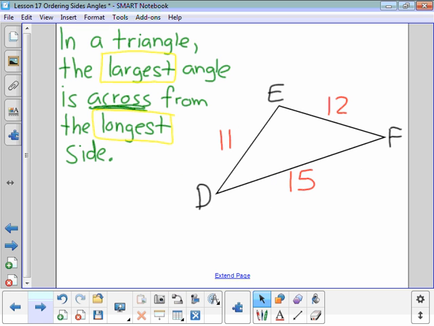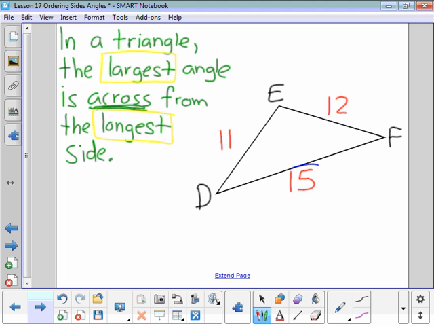So very similar to what we just did, we can list the angles either from smallest measure to biggest measure, or we can do it the other way from biggest to smallest. And the biggest angle measure is across from the longest side. So if we know the side lengths, then we can figure out which angle is the biggest, which one's the smallest, which one's in the middle.